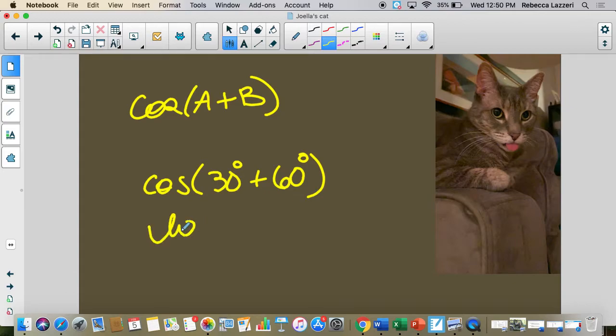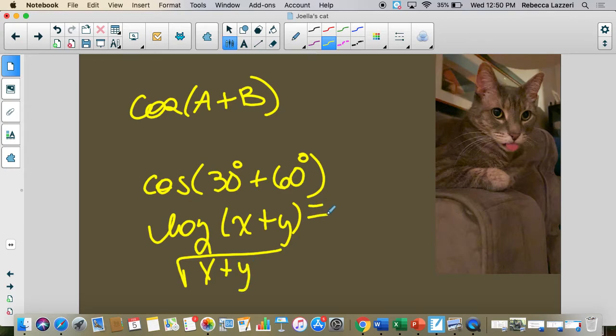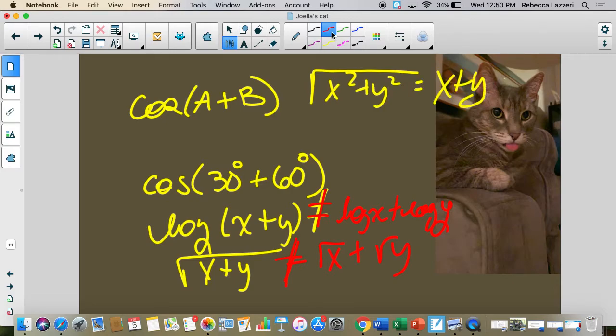For instance, if you have the logarithm of x plus y, or the square root of x plus y, that is not equal to the logarithm of x plus the logarithm of y. This is not equal to the square root of x plus the square root of y. I even have some of my AP Calculus BC students every now and then say that's x plus y. No, it's not, okay?